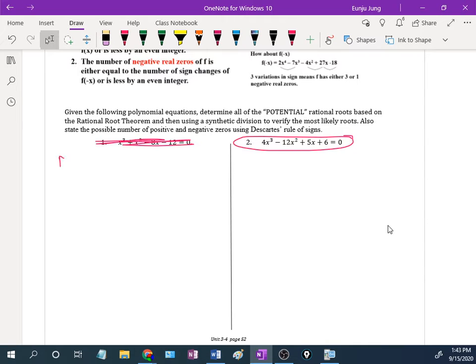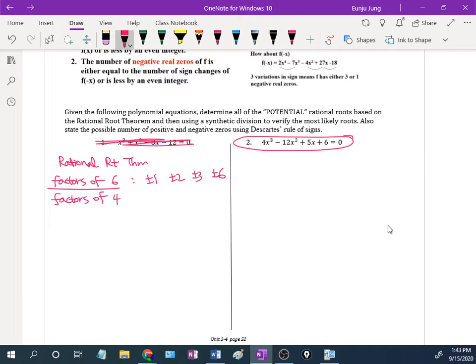So by using the rational root theorem, let's find the possible solutions first. Let's start with factors of the constant, the number 6, and factors of the leading coefficient, the number 4, and then we will divide, okay? So what are the factors of 6? 1 and 6, and 2 and 3. And factors of 4? 1 and 2 and 4, right?